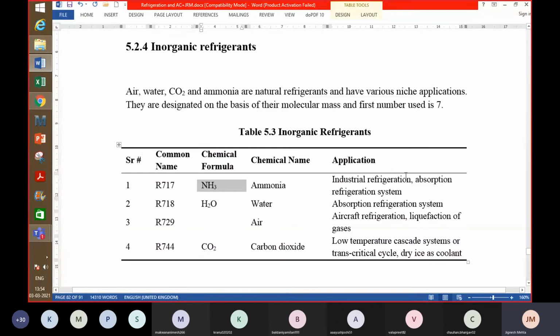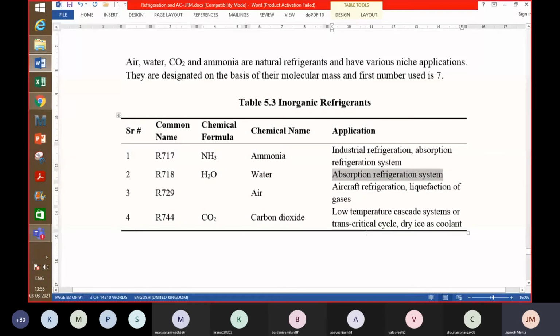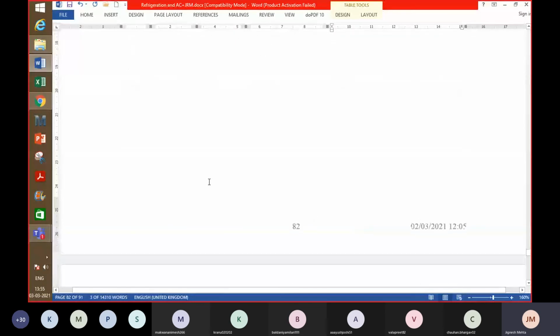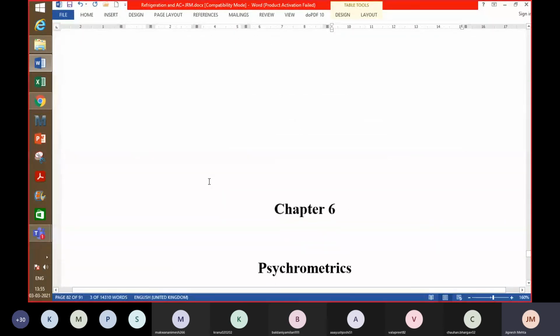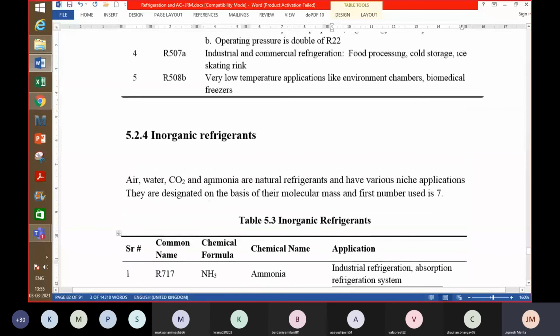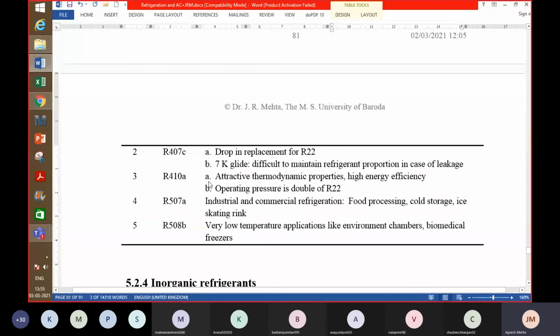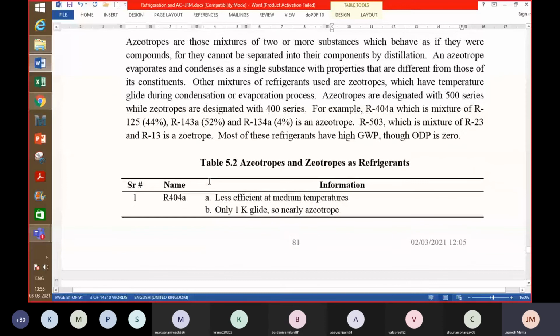It's used in industrial refrigeration and also in absorption refrigeration systems. Water, R718, is used in lithium bromide water absorption refrigeration systems. Air, R729, is used in aircraft refrigeration and liquefaction of gases. R744, carbon dioxide, is used in low temperature cascade systems or transcritical cycles; dry ice is also used as coolant. Right? So this was a brief about the refrigerants, their applications, the important properties of the refrigerants, etc.